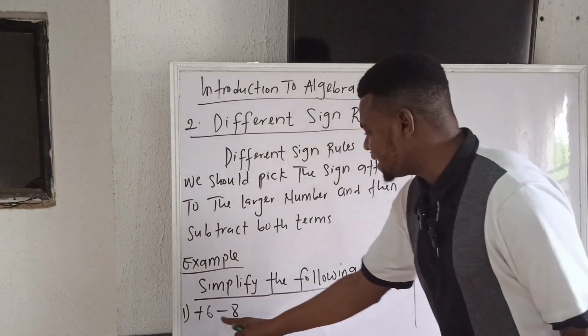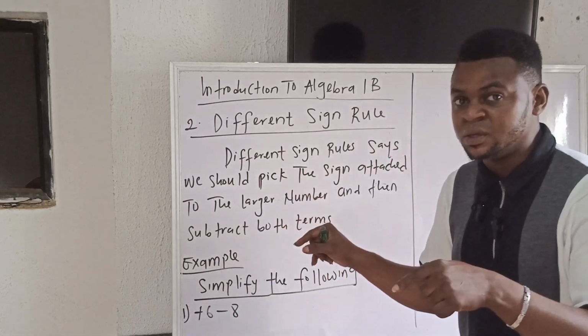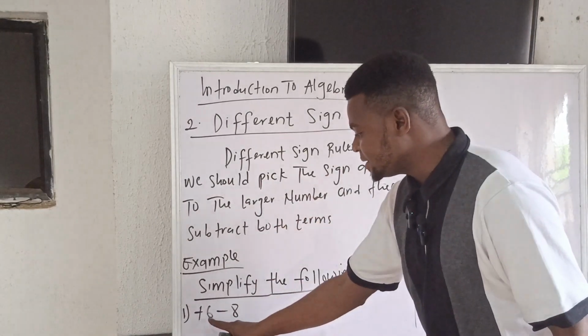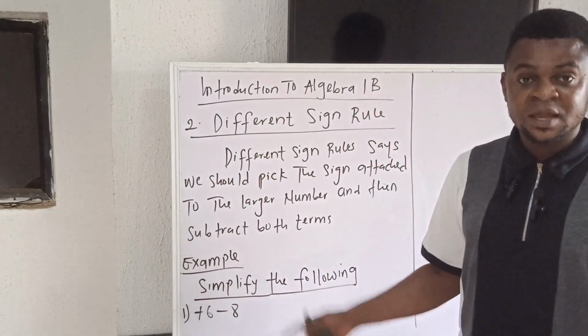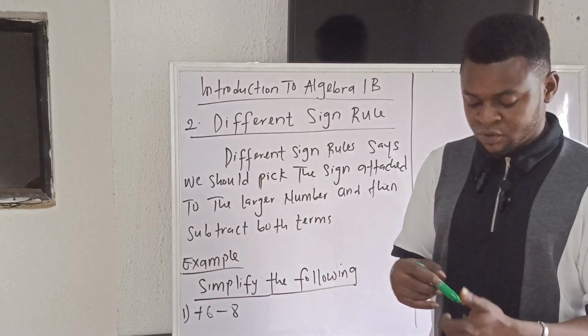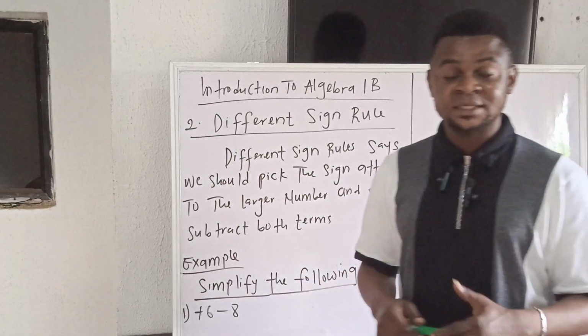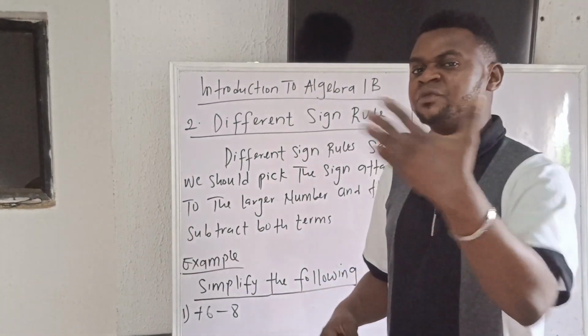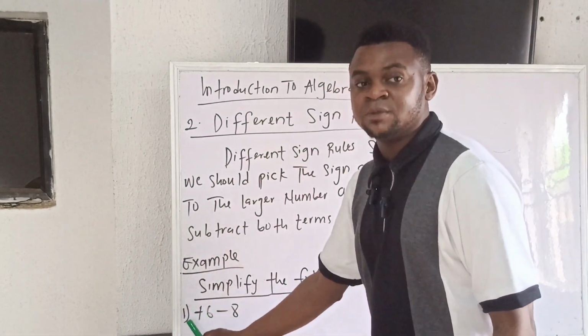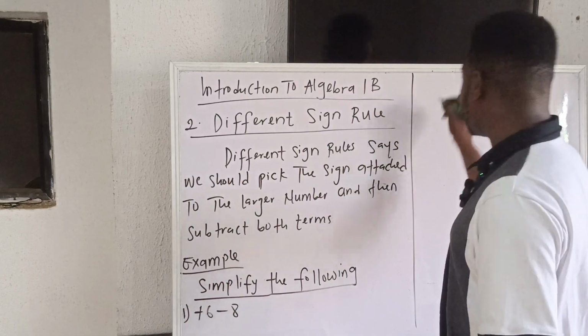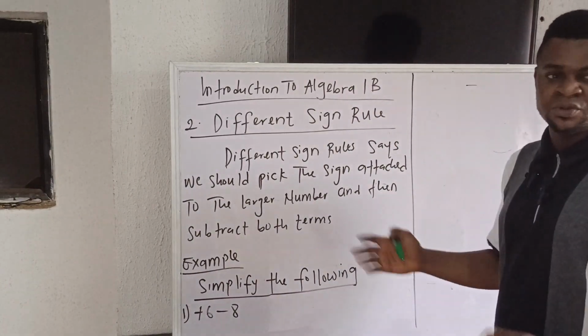So between 8 and 6, considering the digit alone without their signs, which one is greater? 8 is greater. You agree with me? Then what is the sign attached to 8? Don't forget, I've explained to you that the signs for every number are usually in front of the numbers. So that means the sign for 8 is minus and the sign for 6 is plus. So that means I'm going to pick my minus sign, then I'll subtract.